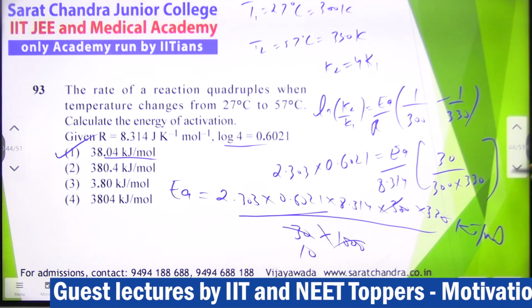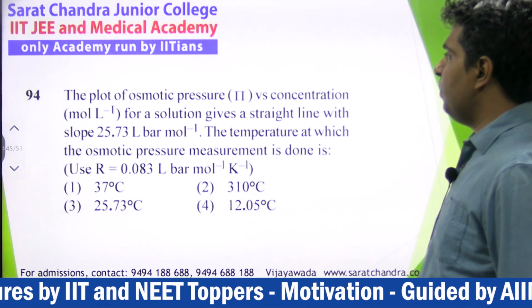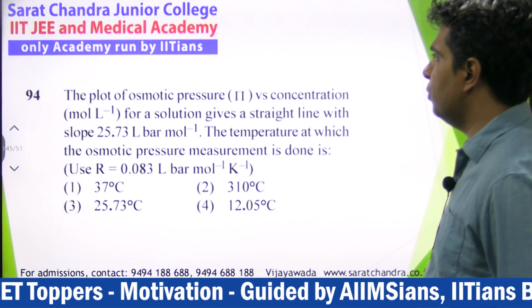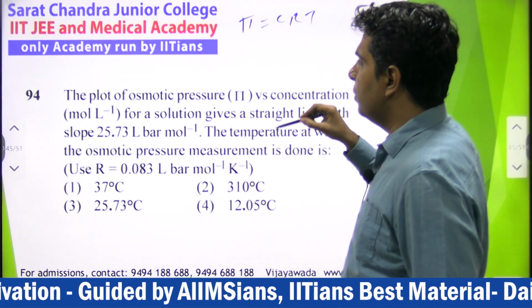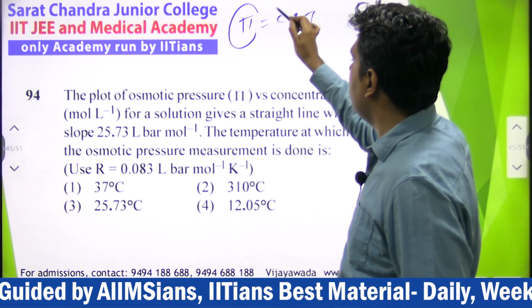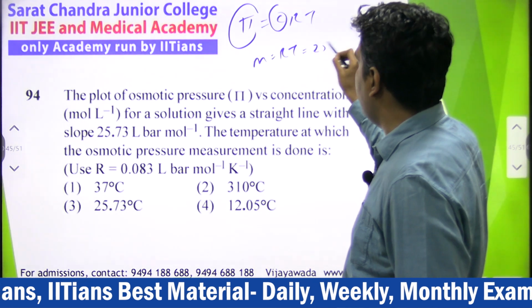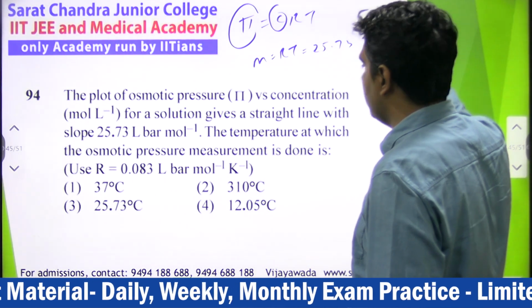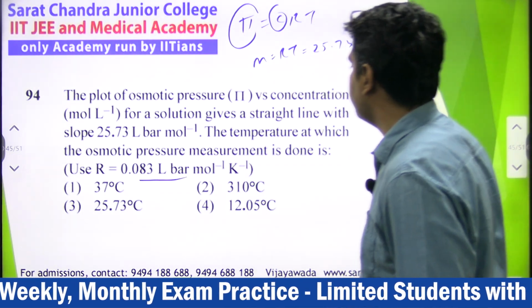So this will be the answer. The plot of osmotic pressure versus concentration for a solution is given as a straight line with slope. So pi is equal to CRT. So the pi versus concentration plot is given, the slope will be RT, that is 25.73 liter bar per mole. The value of R is also given in liter bar.